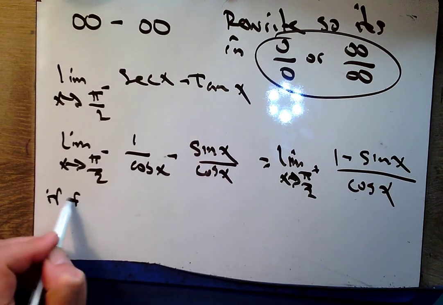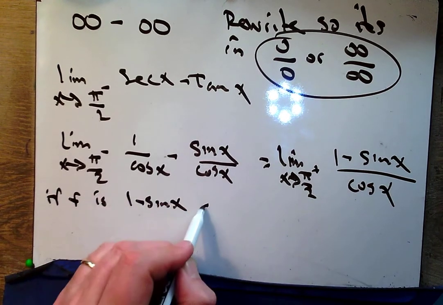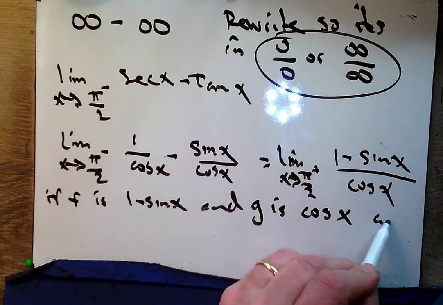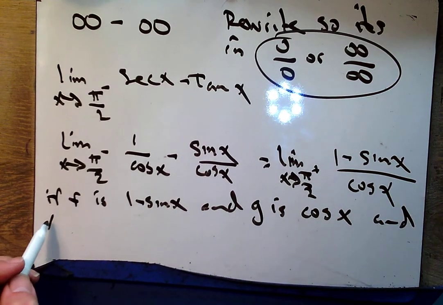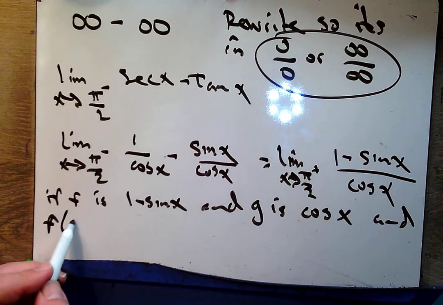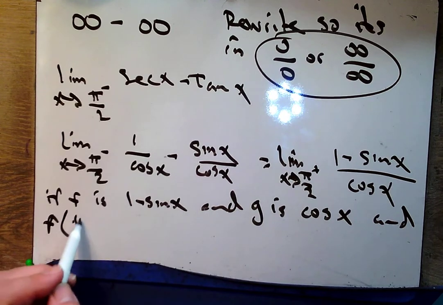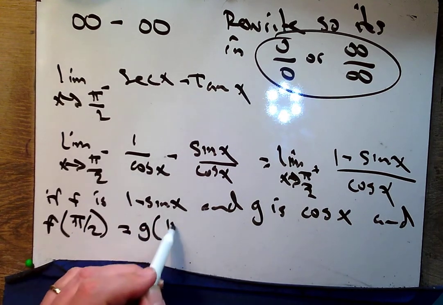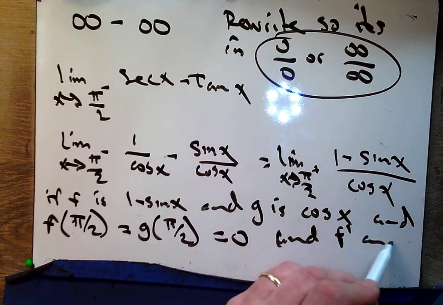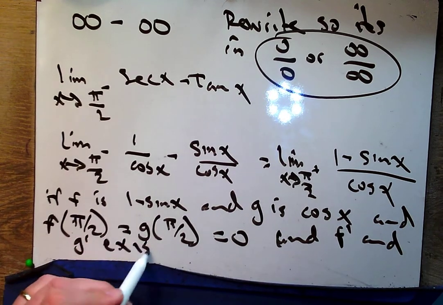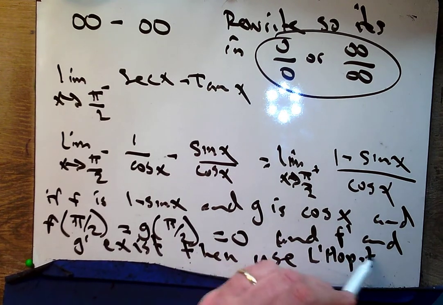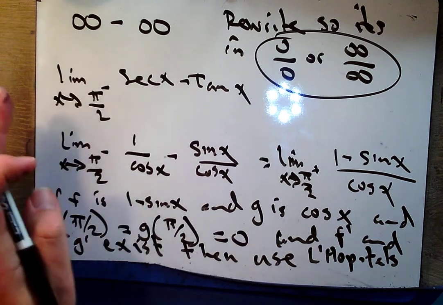If f is 1 minus sine x and g is cosine x, and f of pi over 2 equals g of pi over 2 equals 0, and f prime and g prime exist, then use L'Hopital's. Okay, so let's use some L'Hopital's here.